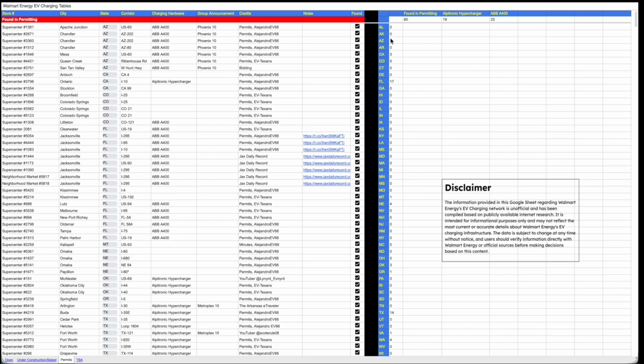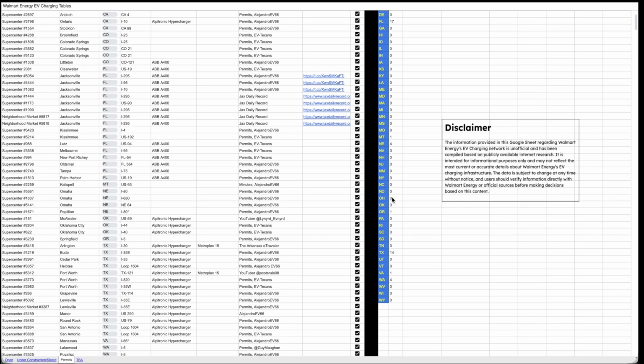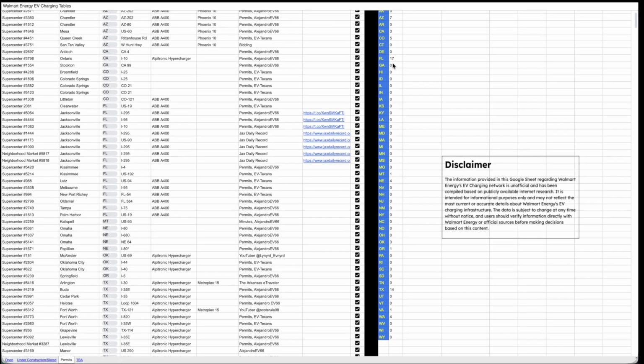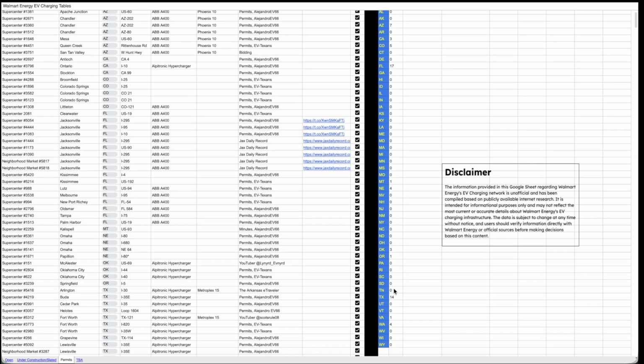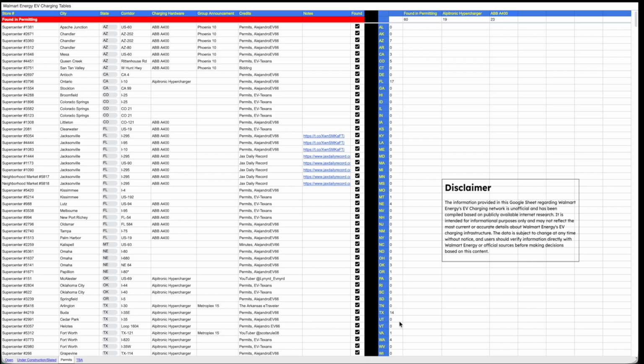So then we have a breakdown here of all of the states, and you can see right now in permitting, Florida leads with 17. Although it's much more than that now, it's well over 20 with today's update. And Texas has 14, so Florida has overtaken Texas in what we have found.